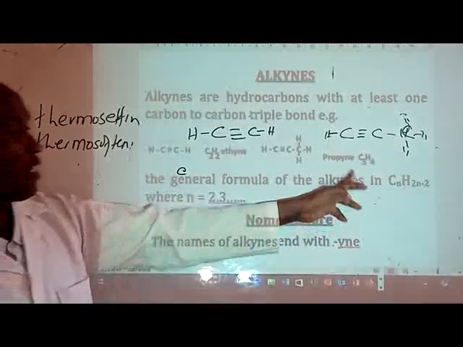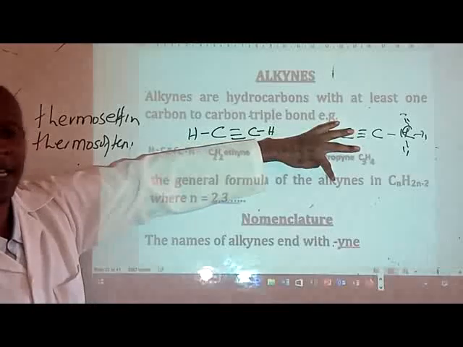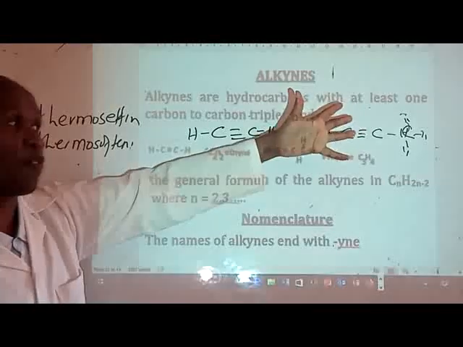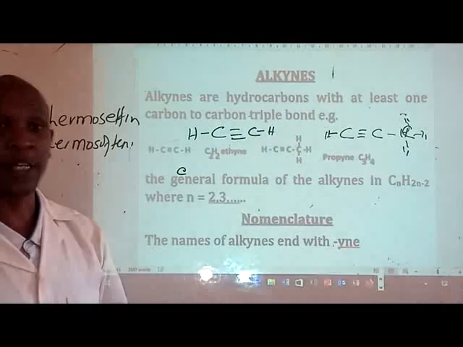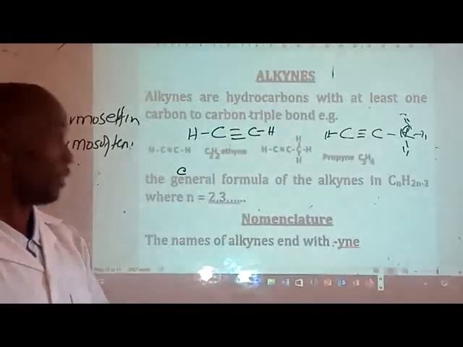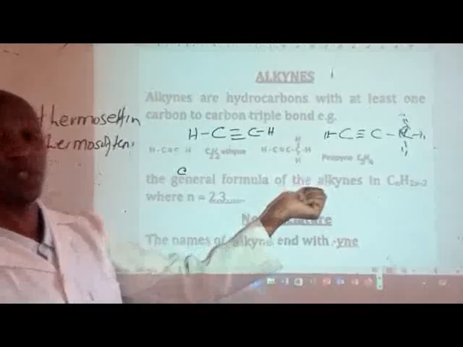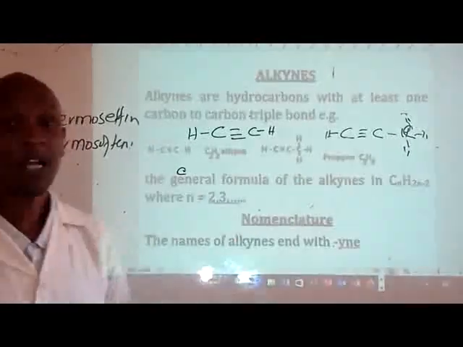So to name alkynes, they will add the ending "-yne". So you have ethyne, propyne. But that is as far as you can go that simply, because alkynes will also exhibit positional isomerism.